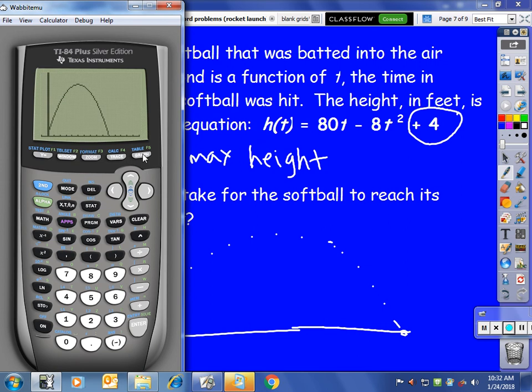All right, now I can see this thing. I just asked you the maximum height this thing is going to get. That's the vertex. So I'm going to do calculate maximum. Left bound, I just need to make sure I'm to the left.